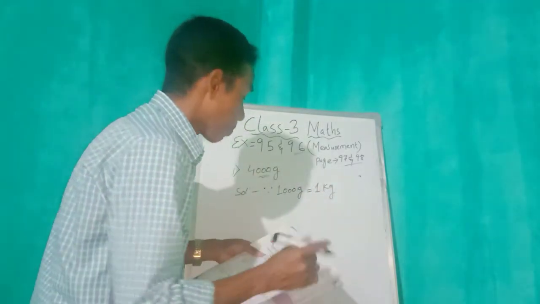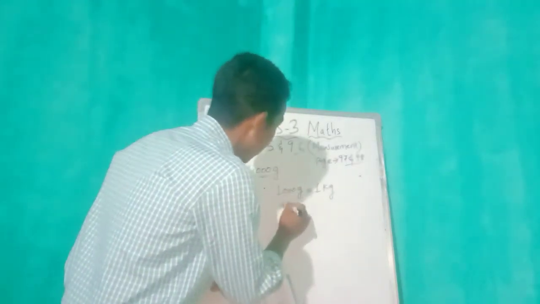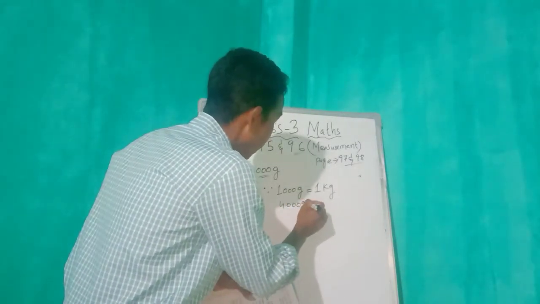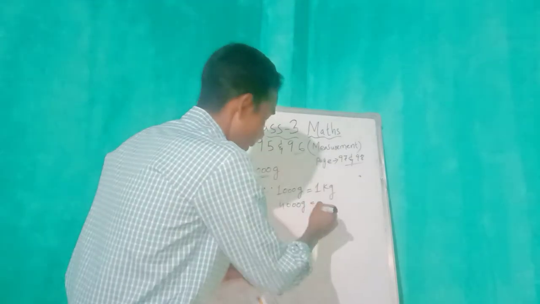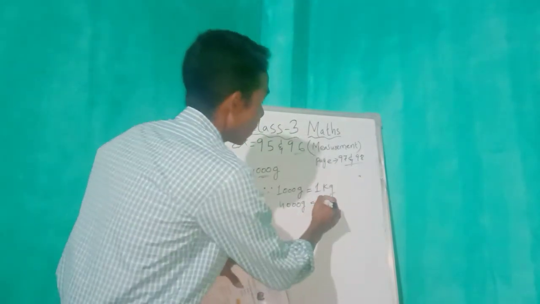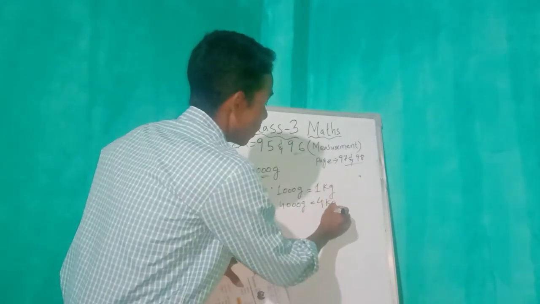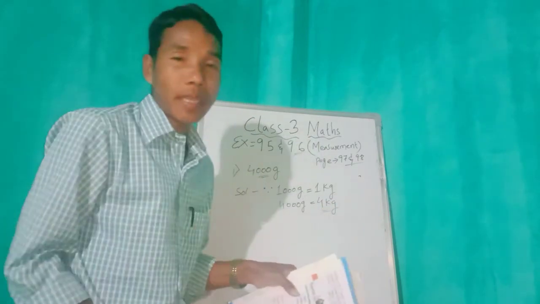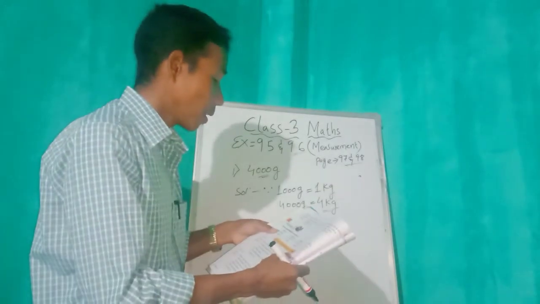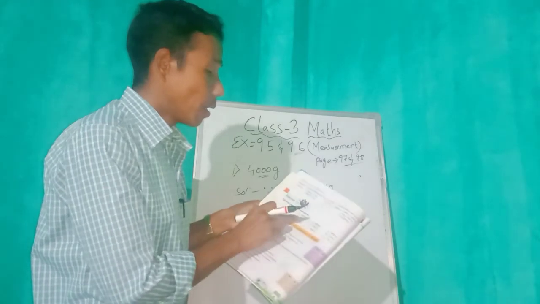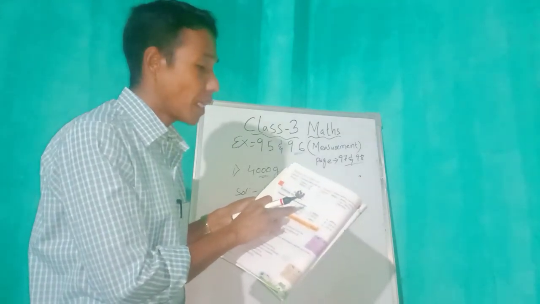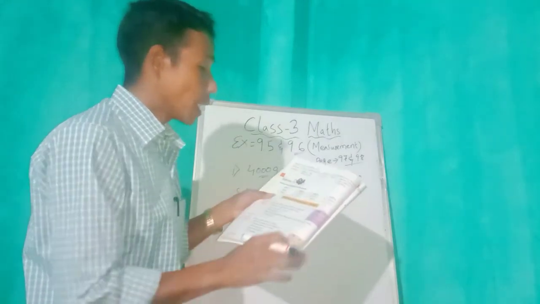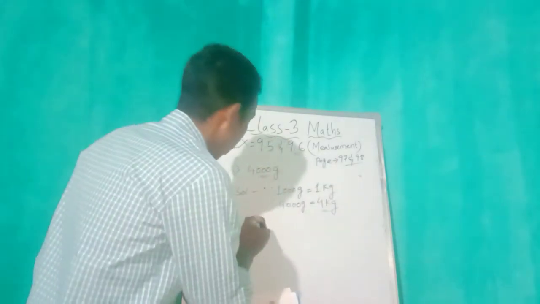So we have how much? 4000 gram equal how much? 4 kg, okay? Now number 2 also very easy. Everything is easy here. Even then I will show you number 2, okay?